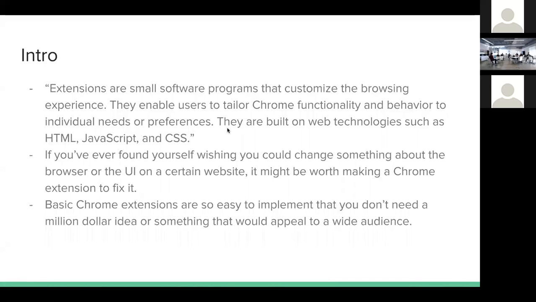Okay. So first off, I just wanted to start off with the official Chrome definition of what an extension is. Extensions are small software programs that customize the browsing experience. They enable users to tailor Chrome functionality and behavior to individual needs or preferences. They're built on web technologies such as HTML, JavaScript, and CSS. So if you've ever found yourself wishing you could change something about the browser or the UI on a specific website, then it might be worth making a Chrome extension to fix it. Basic Chrome extensions are really easy to implement, so you don't need to have an amazing idea or something that's going to be super marketable.